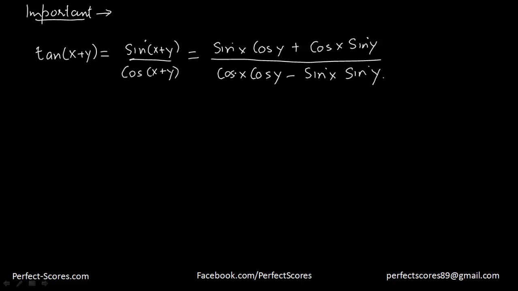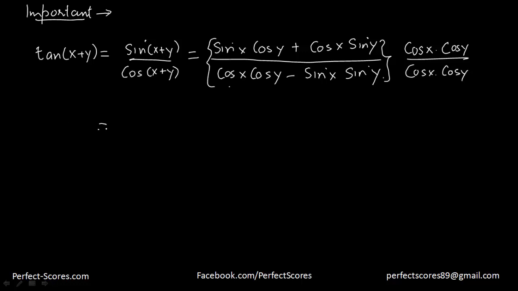So what we're going to do now is divide and multiply cos x cos y throughout the equation. We're going to multiply this by cos x and cos y, and we're going to divide this by cos x and cos y, right? So that is what we're going to do.